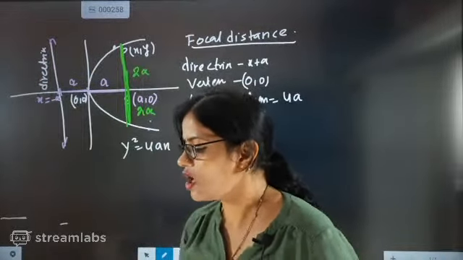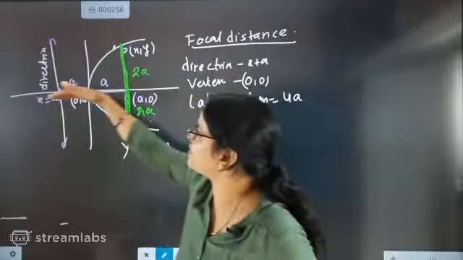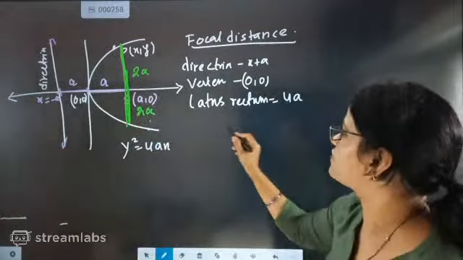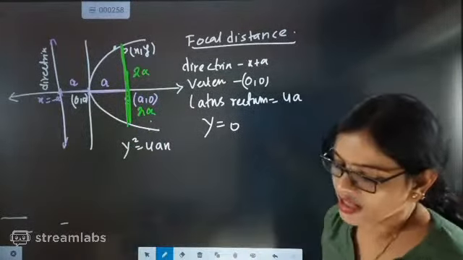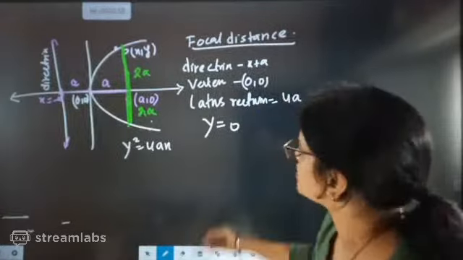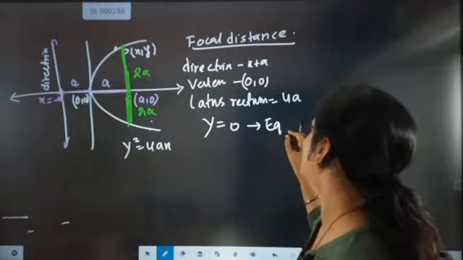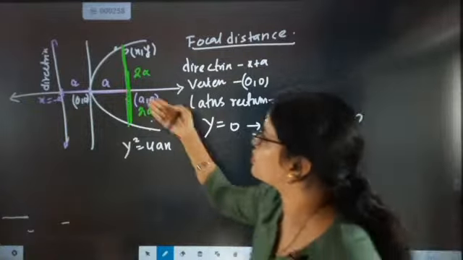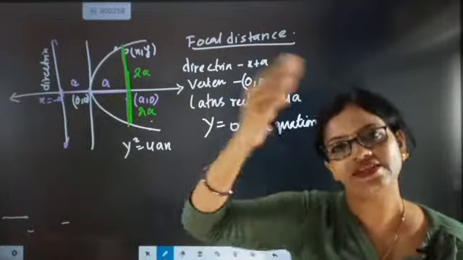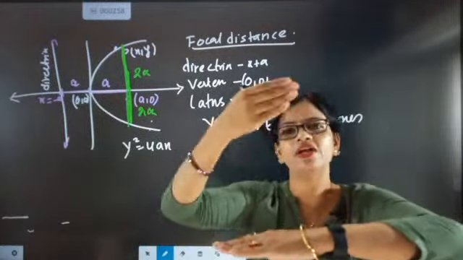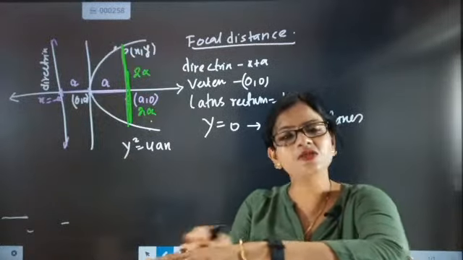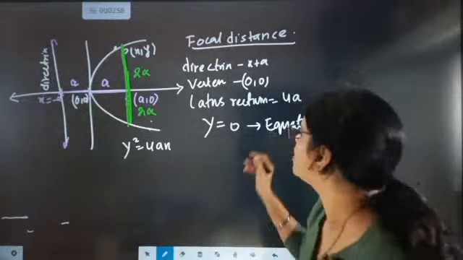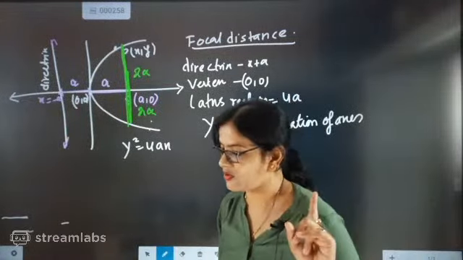Now what is the axis? Since the symmetry is generated on the x axis, on the x axis y will become 0. So the axis will be exactly y equal to 0. If somebody asks about the equation of axis, then the equation of axis is y equal to 0, because the parabola is symmetric along the x axis, so there on the x axis the y value will be 0, so the equation of axis will be y equal to 0.